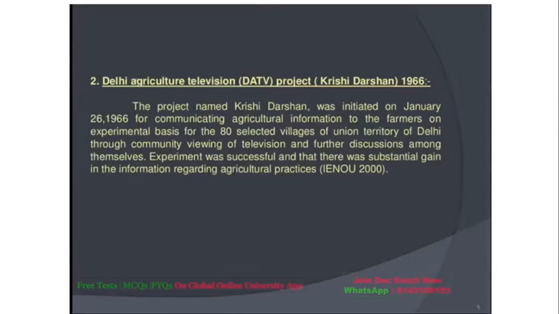The next project was Delhi Agriculture Television, that is DATV project, and Krishi Darshan, which started in the year 1966. It was initiated on 26th of Jan 1966 for communicating agricultural information to the farmers, again on an experimental basis, for 80 selected villages in the Union Territory. The experiment was very successful, and there was a substantial gain with respect to agriculture practices. So this particular project also went well.